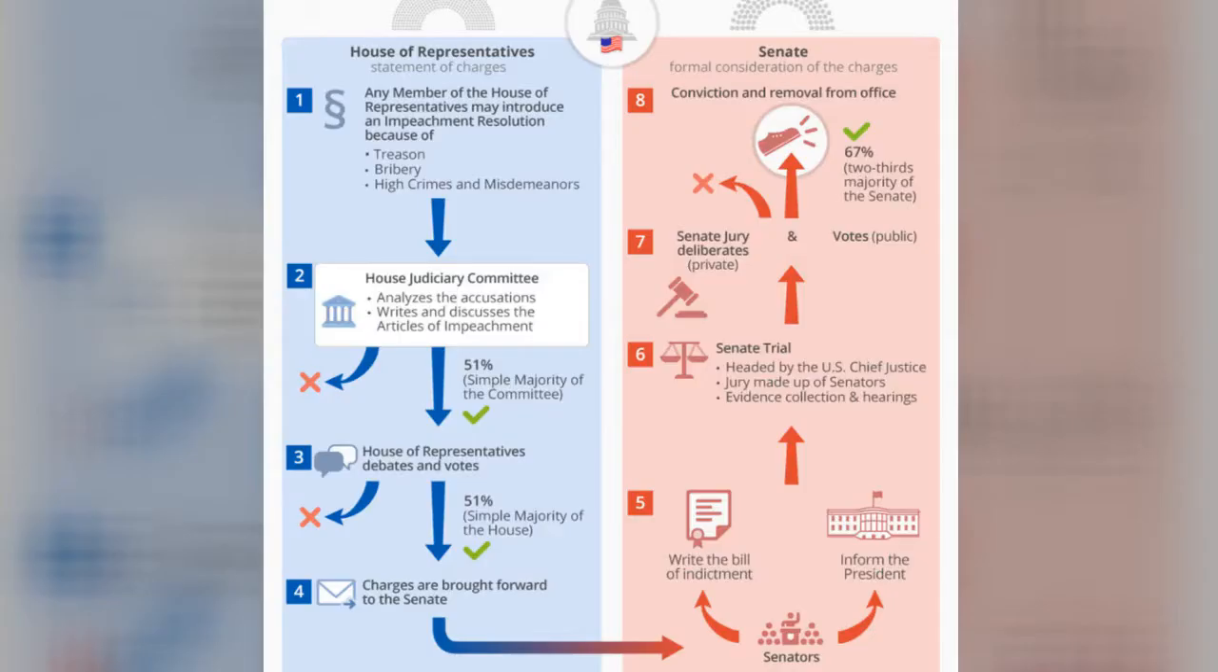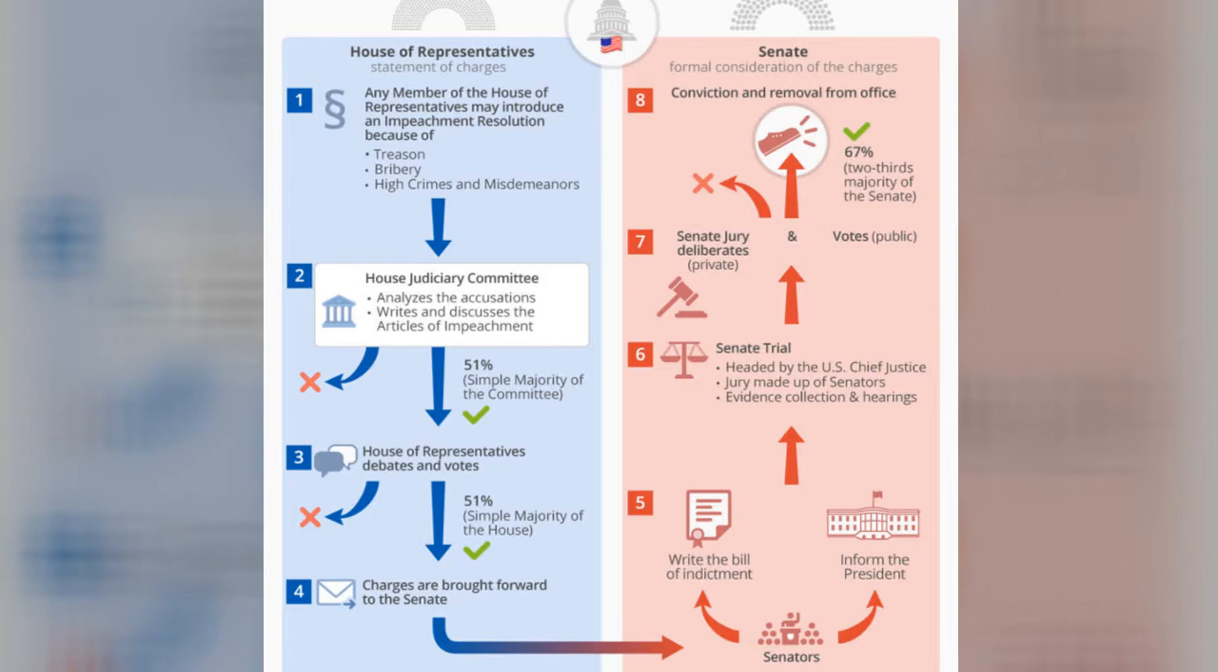If representatives in the House feel like the president has committed treason, bribery, or other high crimes and misdemeanors, then the Judiciary Committee in the House of Representatives will issue articles of impeachment. The committee will then draft those articles and vote on them. If it gets approved, then it goes to the entire House of Representatives to debate and then vote on.